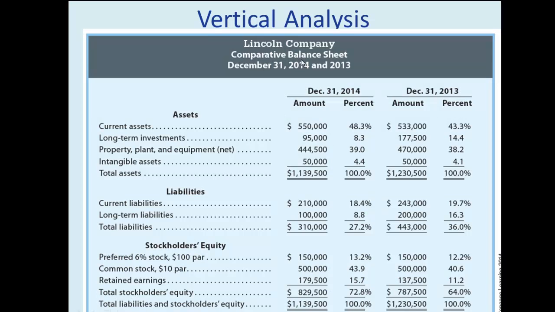So here's an example of a vertical analysis of some comparative financial statements. And we can see here, for example, total assets. We can see the intangible assets are 4.4% of the 100% total. Property, plant, and equipment is 39%. Current assets are 48.3% of our total assets. These are the components. If we add those all up, we get 100%.